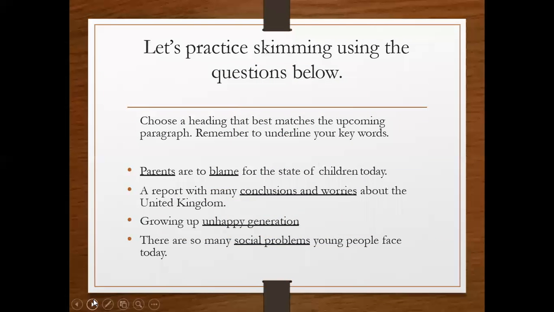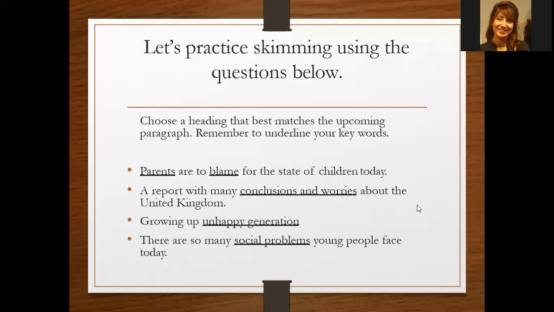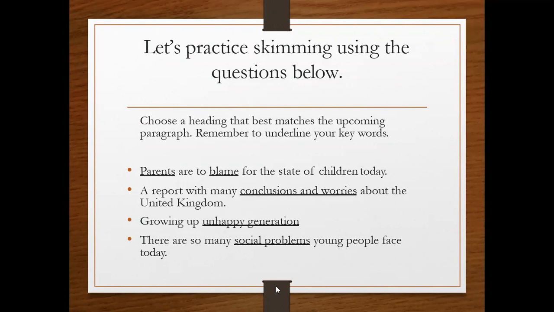Now let's practice skimming using the questions below. Choose a heading that best matches the upcoming paragraph, and remember to underline your keywords. Okay, the options are: parents are to blame for the state of children today; a report with many conclusions and worries about the United Kingdom; growing up unhappy generation; there are so many social problems young children face today. So these are the four options.